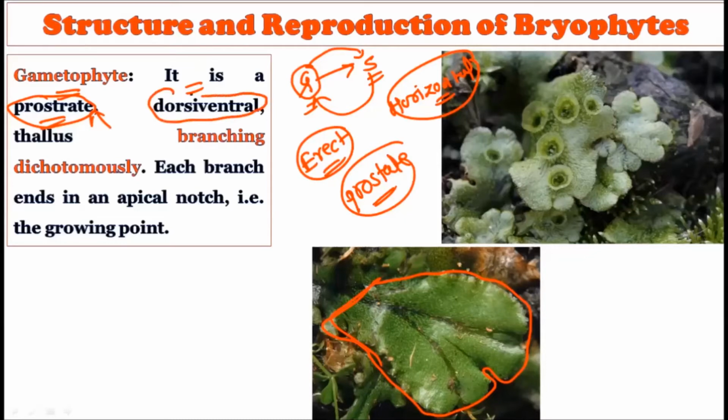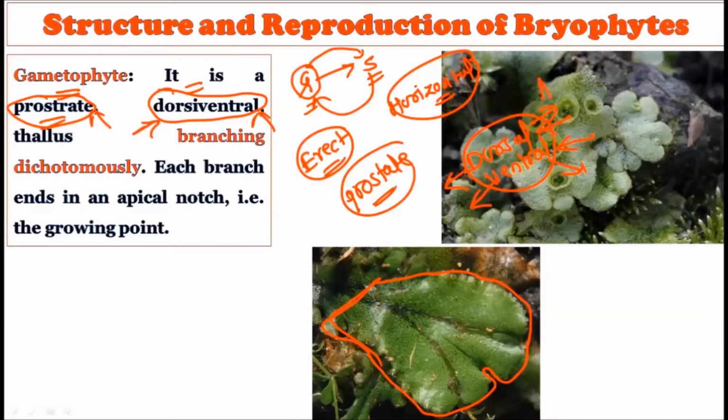Then it is dorsoventral. Dorsoventral literally means that it shows the presence of a dorsal side as well as a ventral side, and they are both flat. That means you can clearly distinguish which one is the dorsal side and which one is the ventral side. The front side and the back side are clearly distinguishable, and that is why we say the thallus is dorsoventral. That is why we clearly describe this gametophyte as dorsoventral.